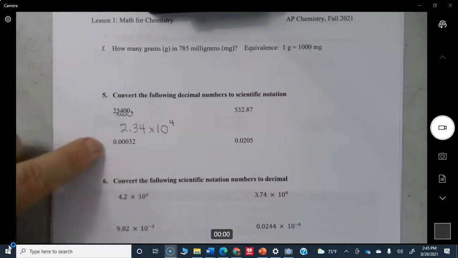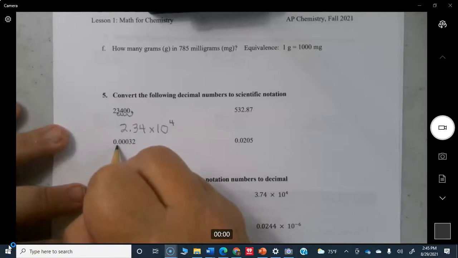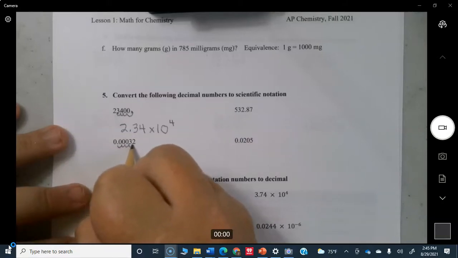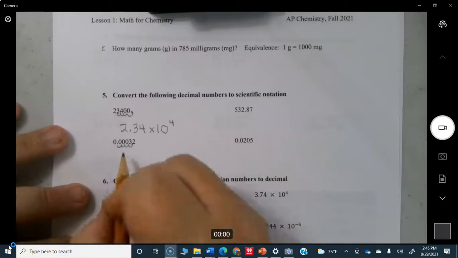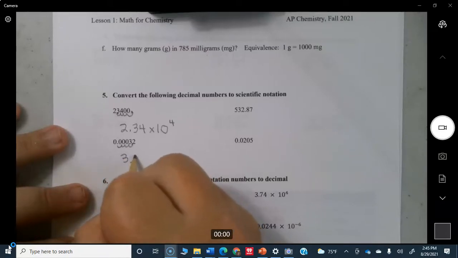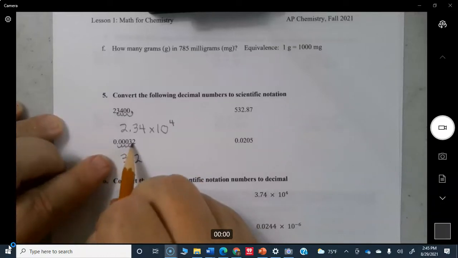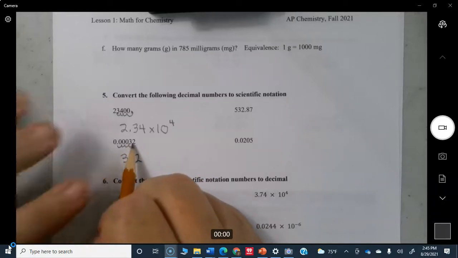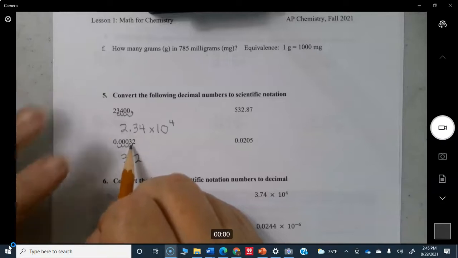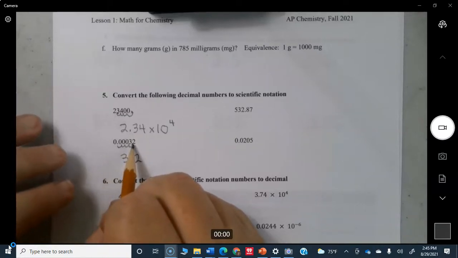All right, let's do this one. So we do see a decimal here, and we need to make this a number between 1 and 9.99. So we're going to go 1, 2, 3, 4 right there. So that's 3.2. And again, we had to move it 4 places over, but this original number is less than 1. It's a positive number between 0 and 1. So it's less than 1.